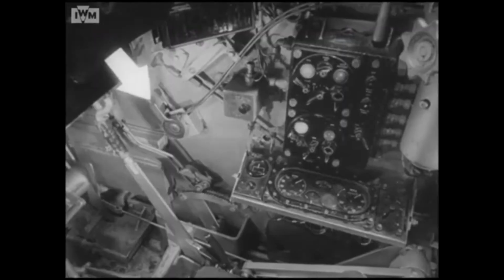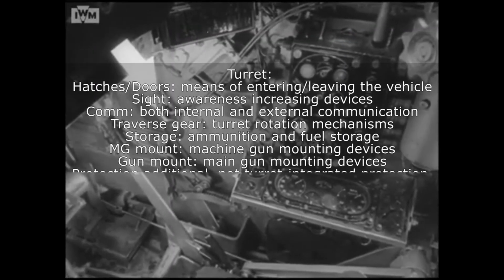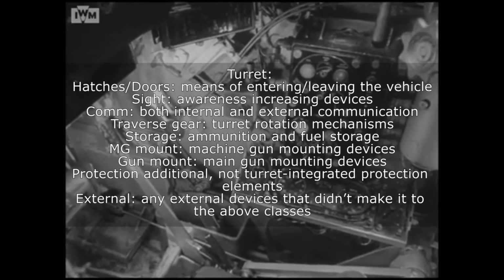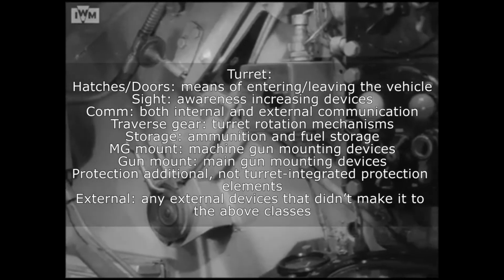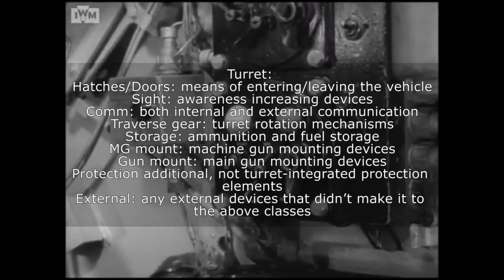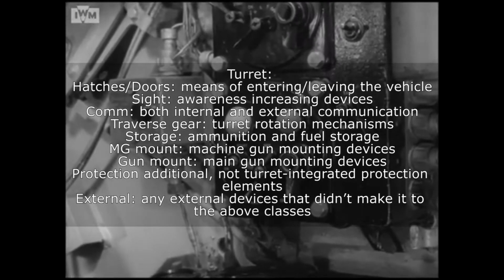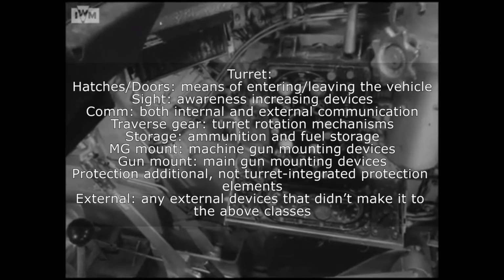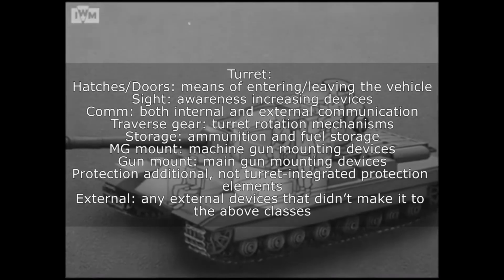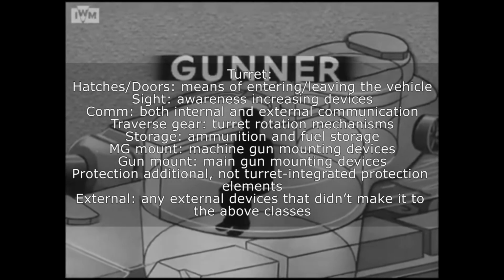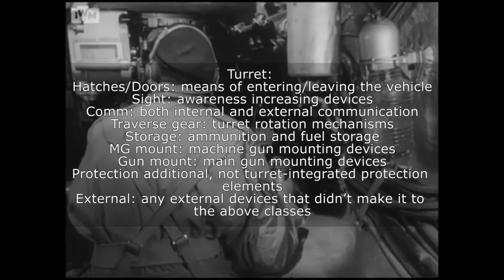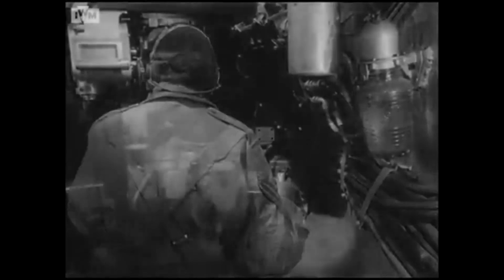Now onto the turret. Hatches and doors for means of entering and leaving the vehicle, sight for awareness increasing devices, communications for both internal and external communication, traverse gear for turret rotation mechanisms, storage for ammunition and fuel storage, MG mounts for machine gun mounting devices, gun mounts for main gun mounting devices, protection for additional non-turret integrated protection elements, and external for any external devices that did not make the above classes.